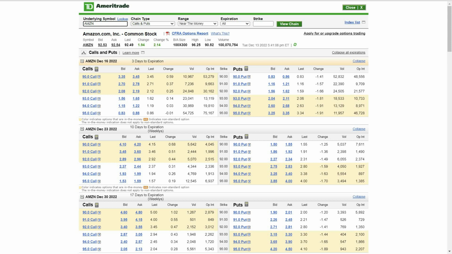And finally, the fourth tip I have for your cash secured put strategy is to consider sometimes closing out the position early. Now, what do I mean by this? So let's go back to Amazon as an example. Let's say you sold the $90 puts for December 16th, 2022 a few weeks ago. And now, let's say you sold them for, I don't know, like $2. And now they're trading at 83 cents. And the options are going to expire in 3 days. And Amazon is trading at $92.53 right now.